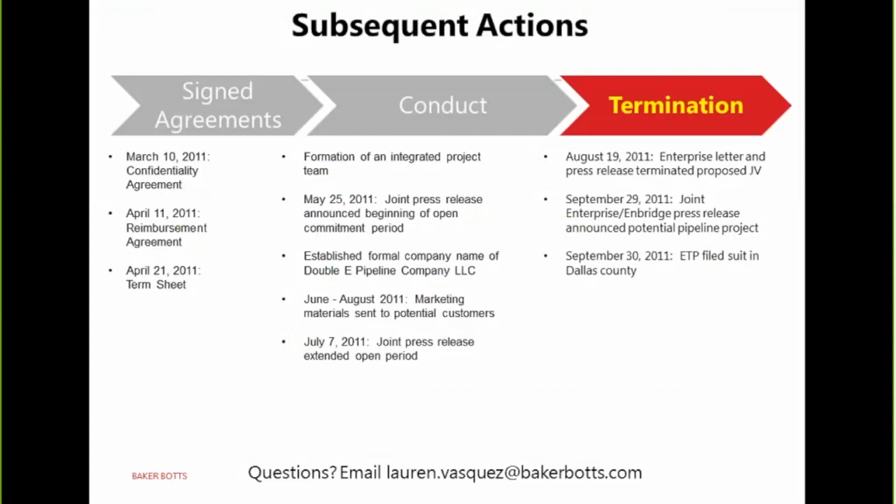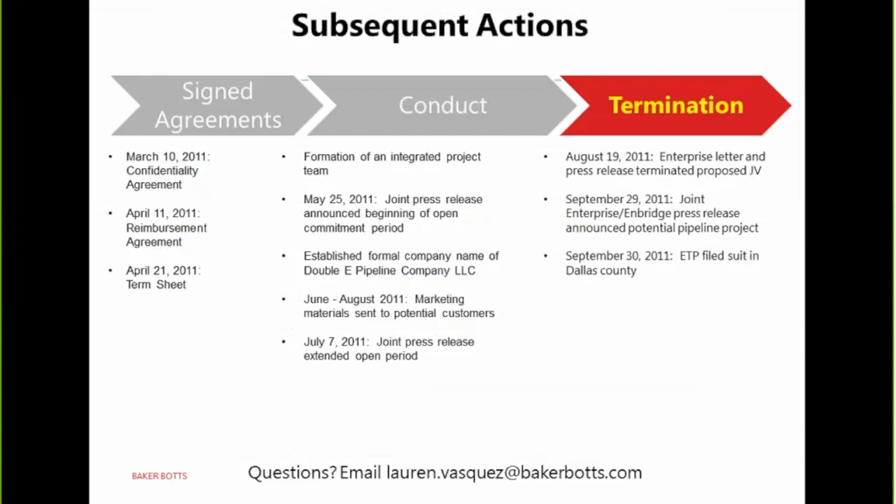So after the agreements were entered in 2011, we get to what did the parties do. We know that they formed a joint integrated project team that worked on the viability of this project. We know that the parties issued joint press releases, jointly marketed the project, and also jointly secured commitments during the open season. But in August of 2011, Enterprise terminated the proposed JV. They did not get sufficient commitments from shippers in their view to make the project commercially viable. And then a month later is when the dispute starts.